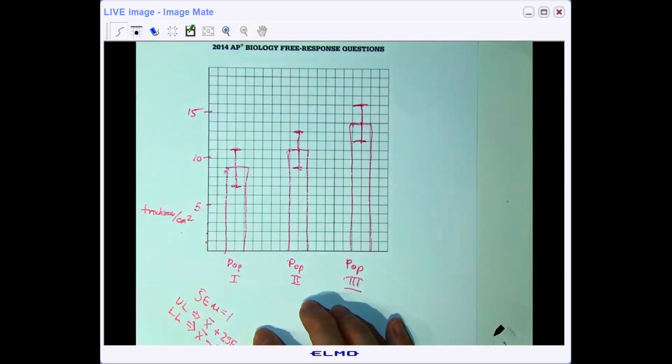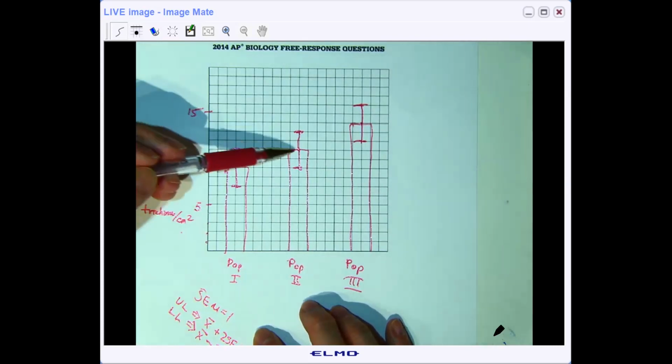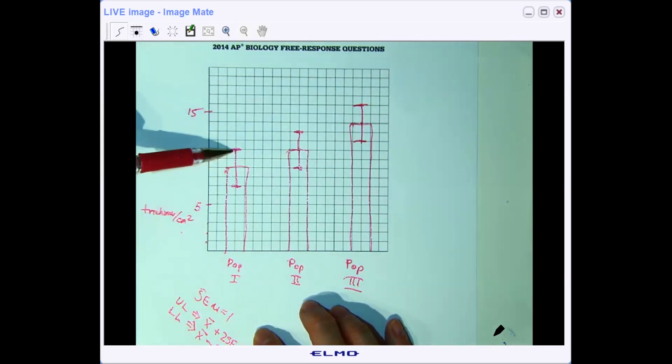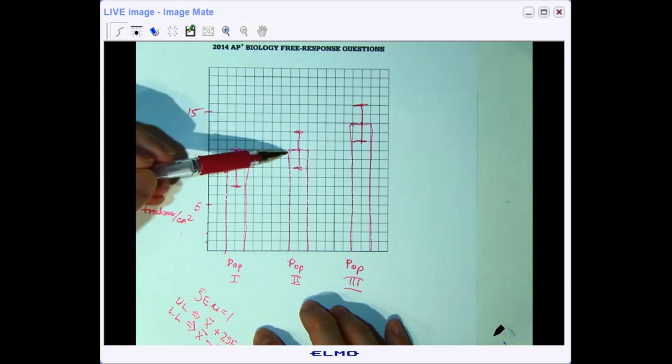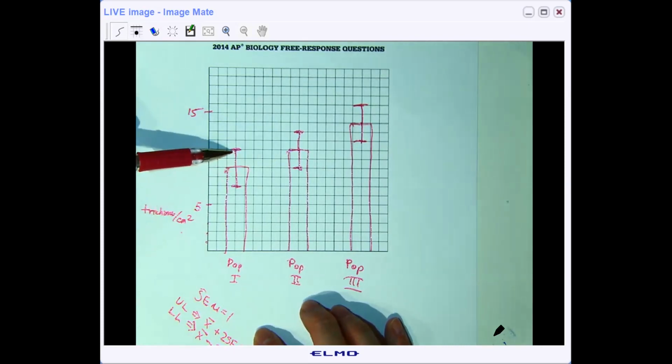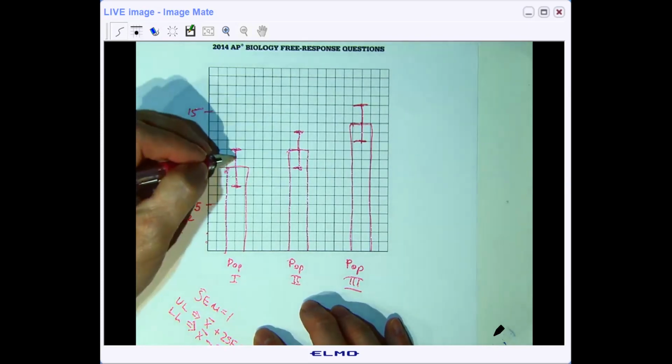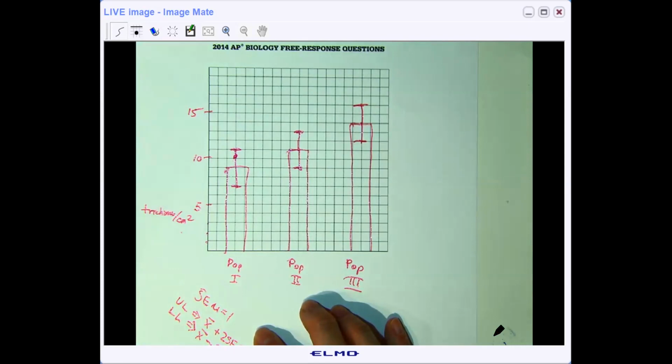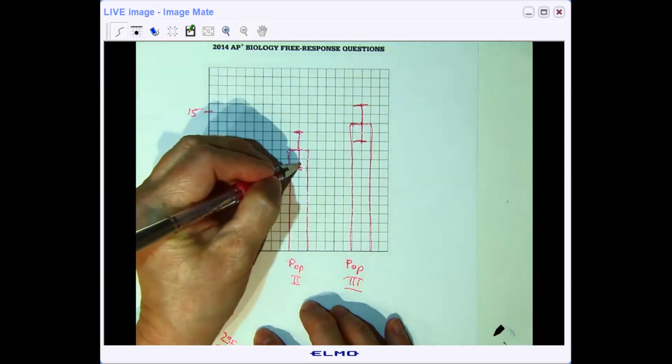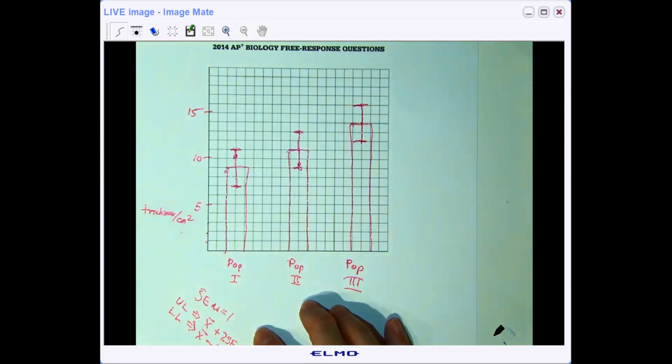Alrighty, so this is what your graph would look like. Now, looking at this graph, what do you notice about the 95% confidence intervals of population 1 and 2? That's right, these overlap. So what that means is that the true mean for population 1 could be all the way up there, and the true mean for population 2 could be all the way down there.